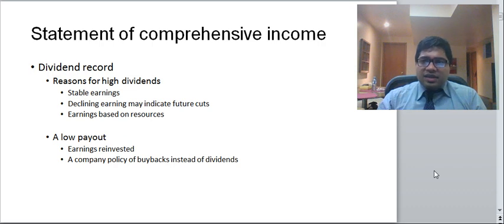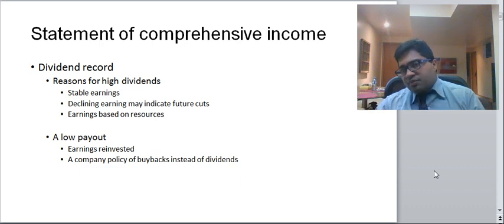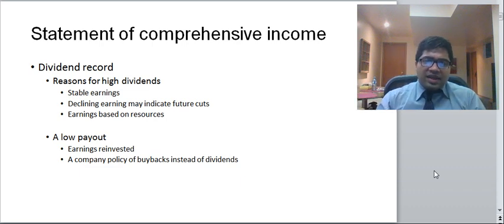The third thing that we look at is dividend record. Generally, as an analyst, we want companies to pay stable and increasing dividends, but we also need to figure out what is the reason for paying dividends. If the reason for paying high dividends is stable earnings, it makes sense. If the earnings are growing or stable and the company is increasing its dividend, then it makes sense. But if earnings are declining and just to make investors happy, the company is paying more dividends, it may indicate that future cuts in dividends would be likely.